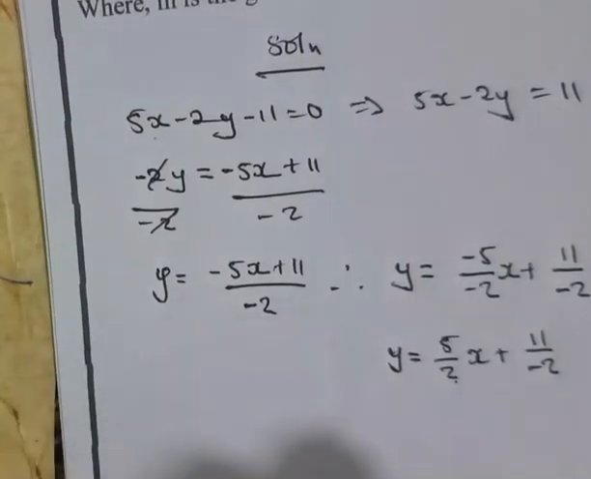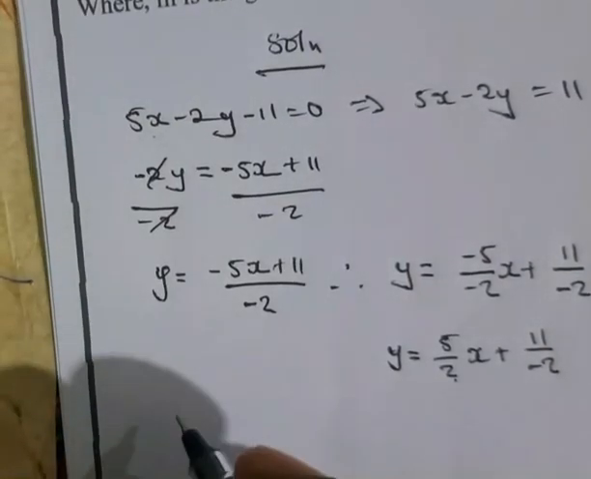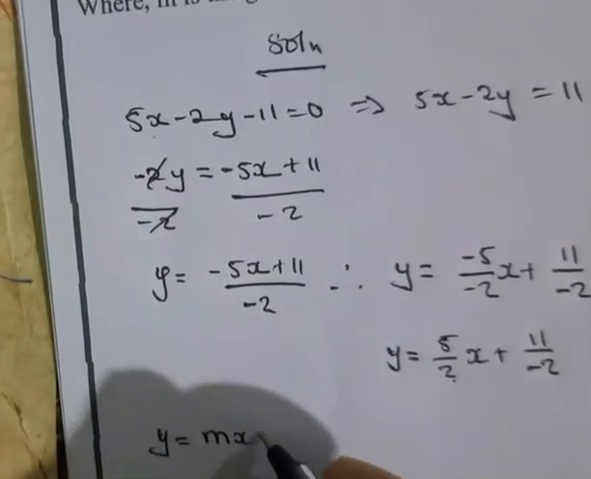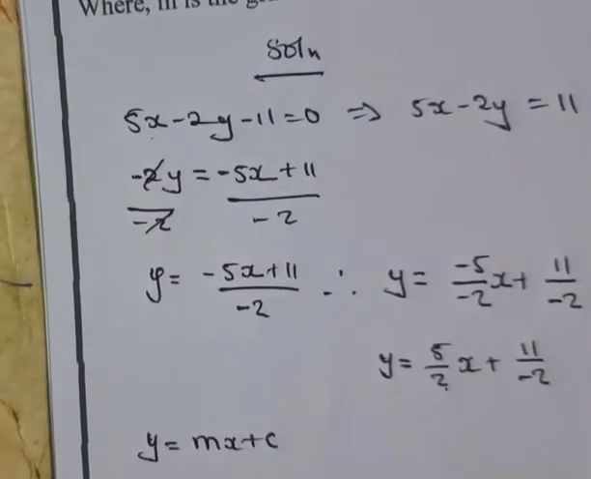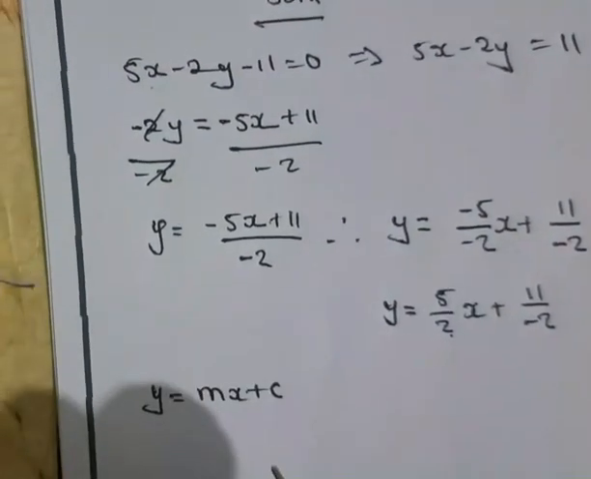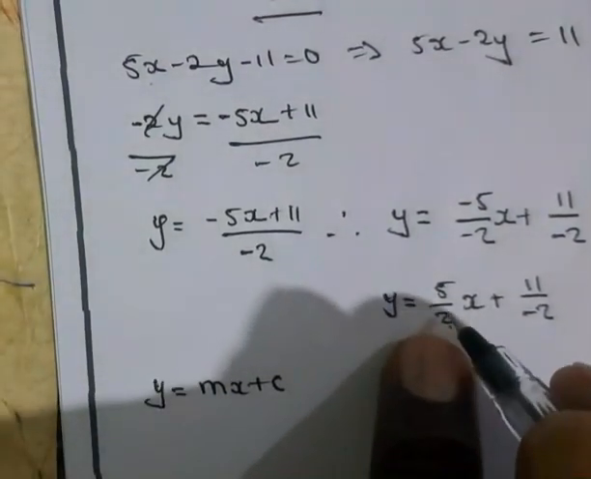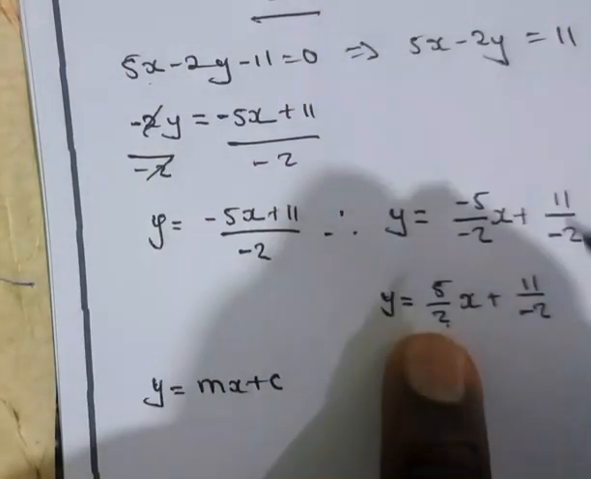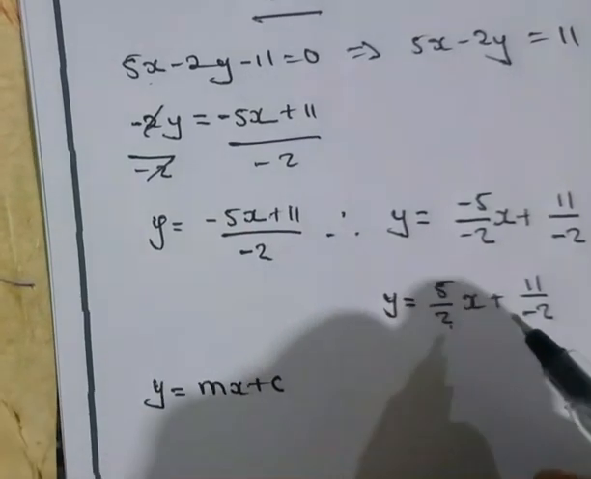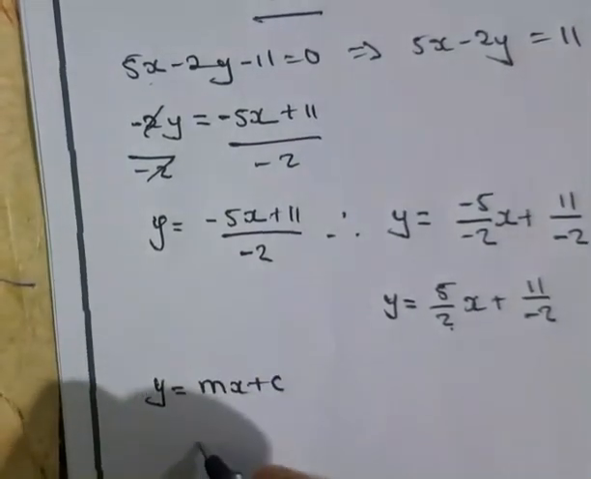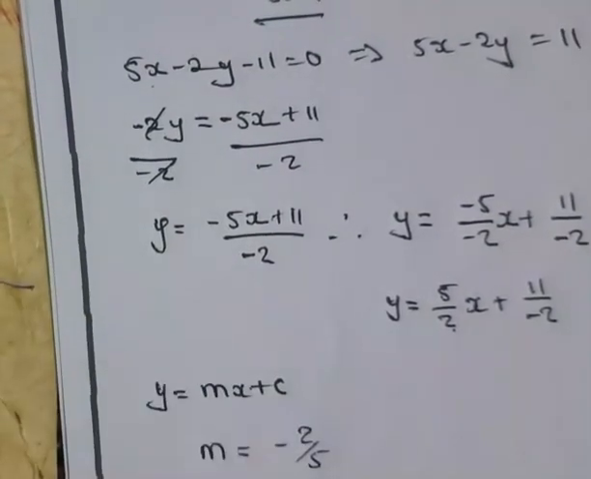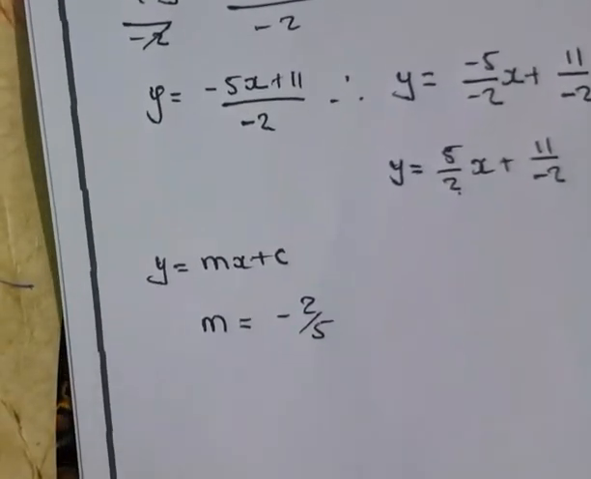Already, in answering the question where we said y is equal to mx plus c, now we want the equation of the line. We have the gradient already for this line. The one perpendicular to this line is going to be the opposite reciprocal of this one. So m is equal to negative 2 over 5, isn't it? Let us go ahead and plug it in here.